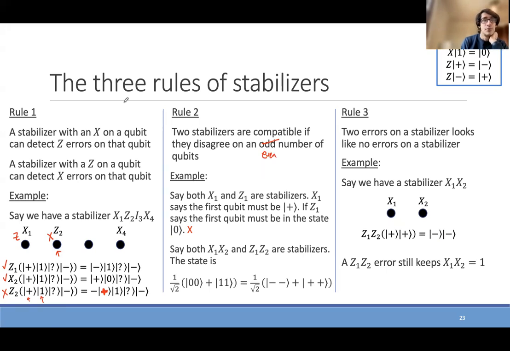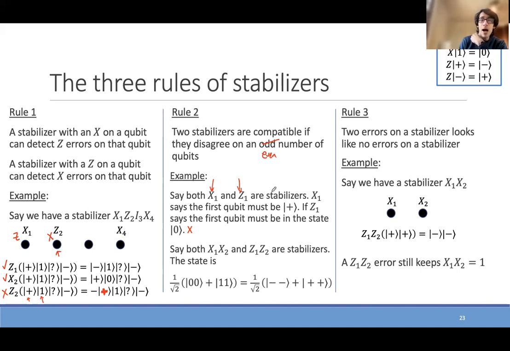Other questions? Can you explain the rule 2 again, please? So rule 2 is 2 stabilizers are compatible if they disagree on an even number of qubits. So what I mean is that if I want to have a bunch of stabilizers in my code, I can't have 2 stabilizers that tell me to be in states that aren't even compatible with each other. So for example, if I wanted both X1 and Z1 to be a stabilizer, let's say I wanted to write down some code and I was like, X1 is going to be a stabilizer in this code and Z1 is going to be a stabilizer in this code.